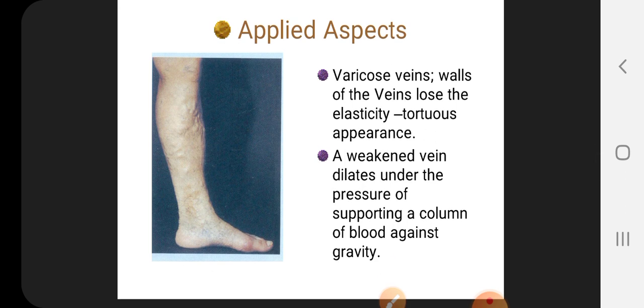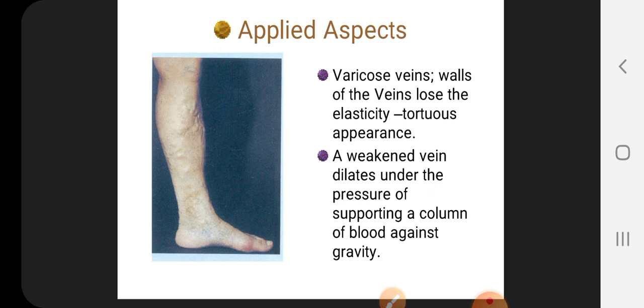So this is about the veins. Veins also have three layers: tunica adventitia, tunica media, and tunica intima. In the case of veins, the adventitia is thicker when compared to the media and intima. Applied anatomy: varicose vein, where the valves of the vein lose elasticity and the veins become tortuous in appearance.